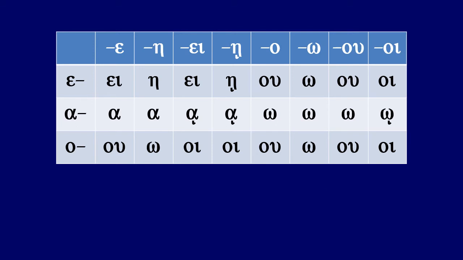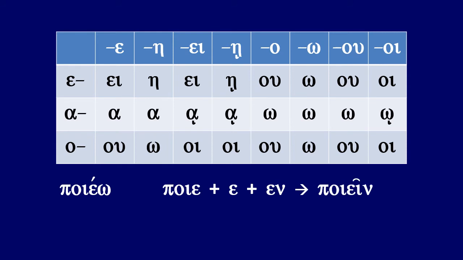Now let's look at some examples of contract verbs that end in epsilon, alpha, and omicron. Starting with one that ends with epsilon, poieo. You take off the omega ending, and you have poie. It ends in an epsilon, a short vowel.